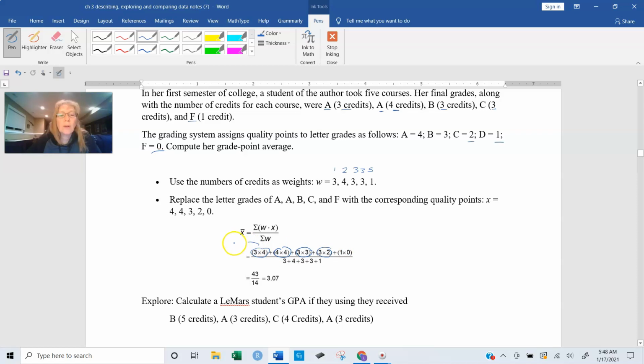So here, the first number is credits. The second number is the weight. You multiply those all up. Her credits right here, sorry, are 3, 4, 3, 3, 1. So now we multiply and add. We get 43 divided by 14, and she has an overall GPA of 3.07. Not bad. Okay.